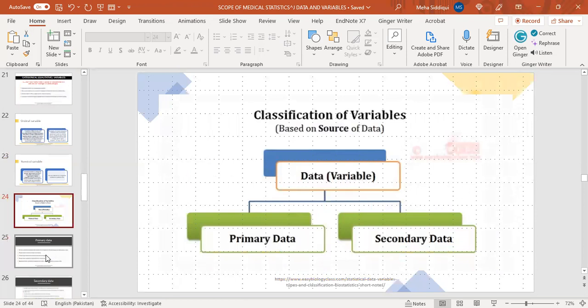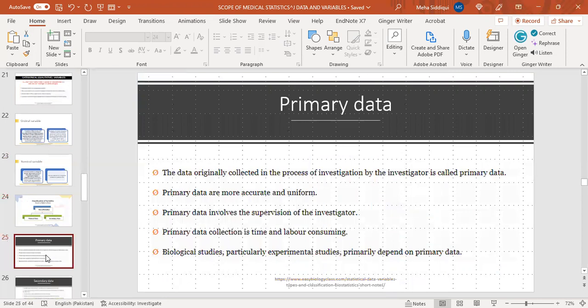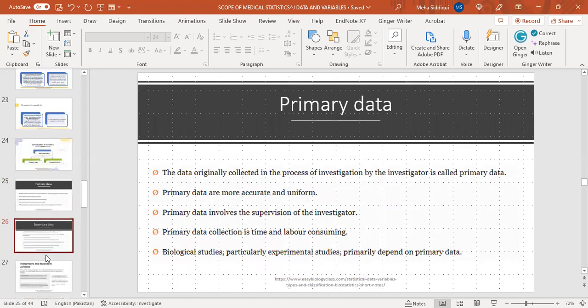Now, classification of variables based on sources of data. It could be primary or secondary. Now, primary data: the data originally collected in the process of investigation by the investigator is called primary data. Primary data are more accurate and uniform. It involves the supervision of the investigator. It is time and labor consuming. Biological studies, particularly experimental studies, primarily depend on primary data.